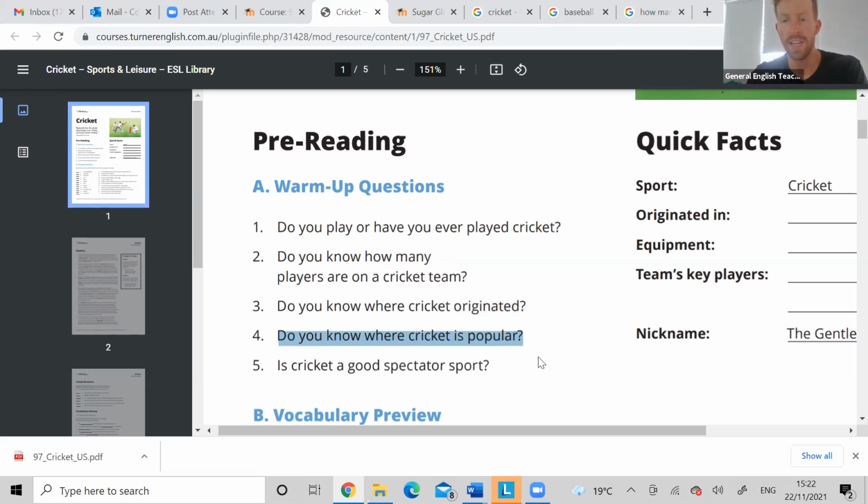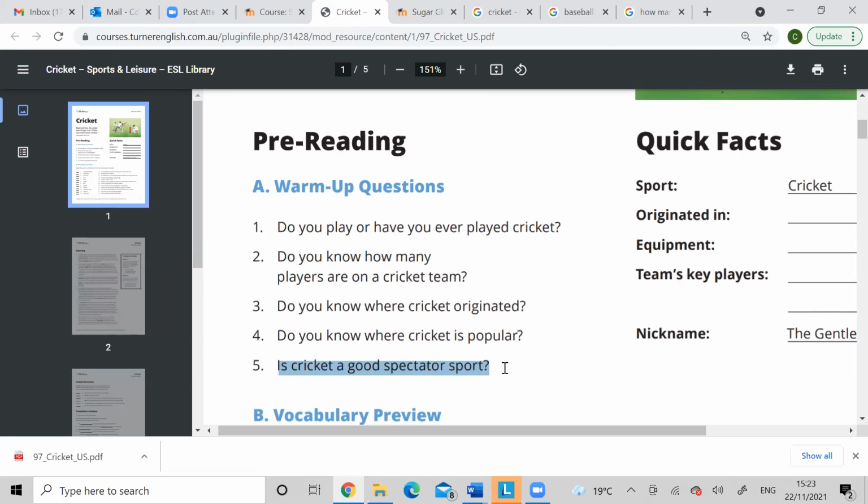Number four, Marina, are you able to read number four? Yes, sure. Do you know where cricket is popular? Britain, yeah. Anywhere else? America. India and Australia. Yeah, I think it's more India, Australia, Pakistan, England. I think America is more baseball. Okay. All right, and we get Debbie to read number 5.